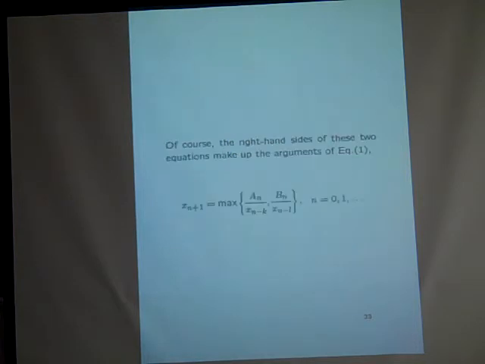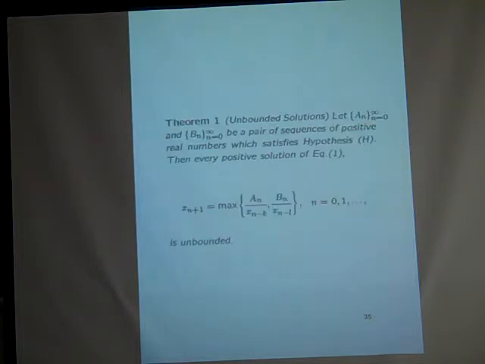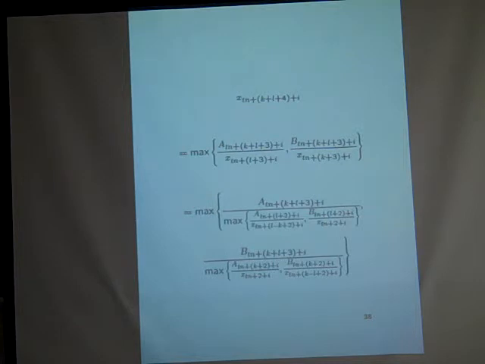Okay, I talked about an ansatz. Sufficient conditions for every solution to be unbounded. So we have AN and BN, a pair of sequences of positive real numbers that satisfy hypothesis H. They don't necessarily have to be periodic. If that's the case, then every solution is unbounded. And the proof is very, very simple.